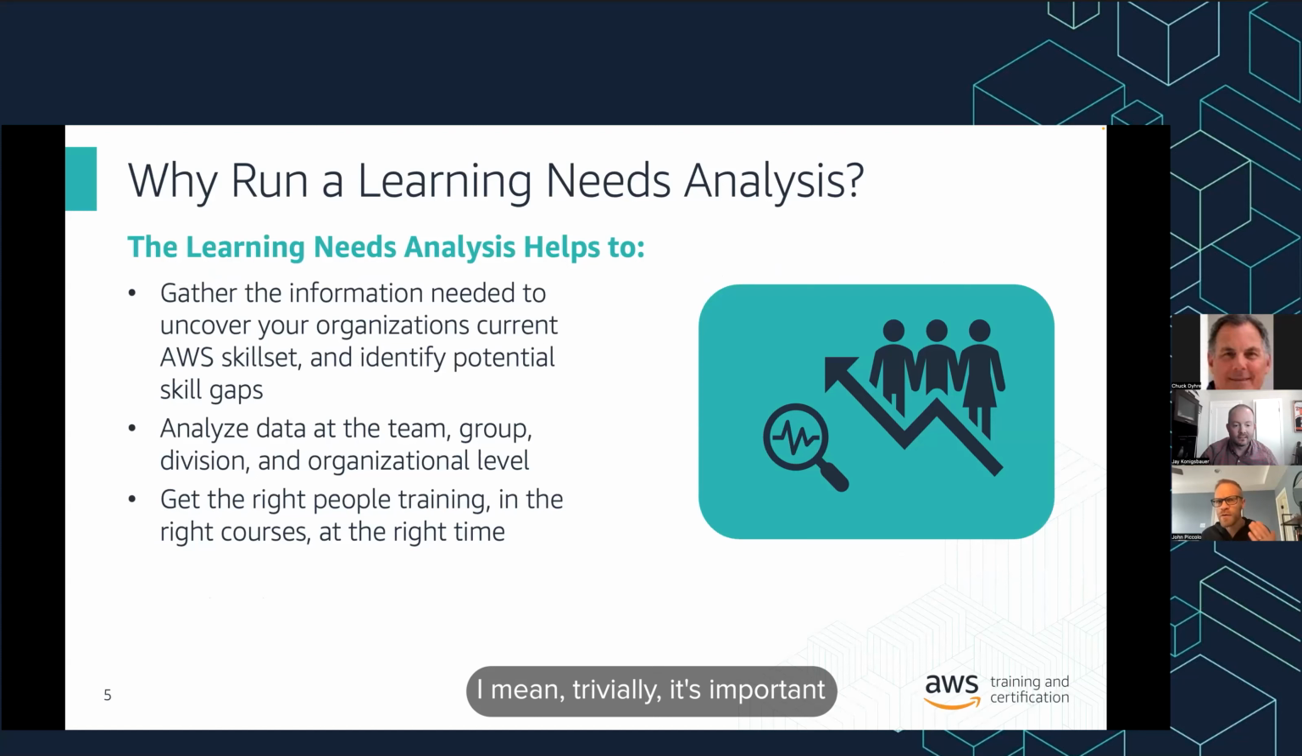I mean, trivially, it's important because you're going to be using services that do have costs and are part of an investment and can, if not optimized, be challenging to leverage. And so we want to make sure that you're able to analyze the data at the team and group divisional level, extract that, and get the right people training in the right courses at the right time. That is really the reason why the learning needs analysis is pivotal for any organization, regardless of their capabilities, to deploy.